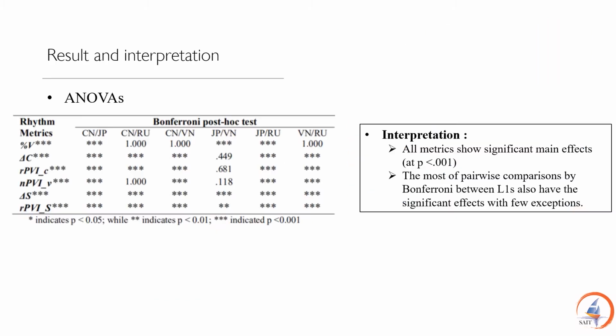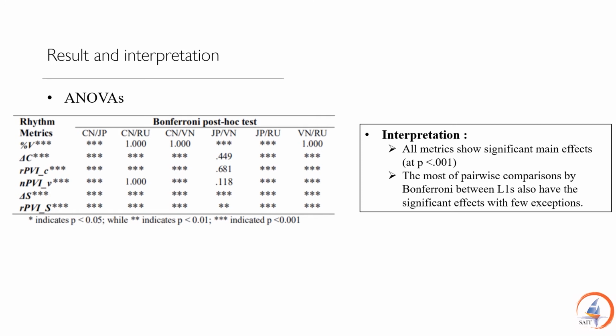The next part is results and interpretation. Firstly, we carried out a series of ANOVAs. The left shows the metrics and p-values for ANOVA, while the right shows the result of the Bonferroni post-hoc test. The table told us that all metrics showed significant main effects, and most of the pairwise comparisons between L1s also have significant effects, with few exceptions.